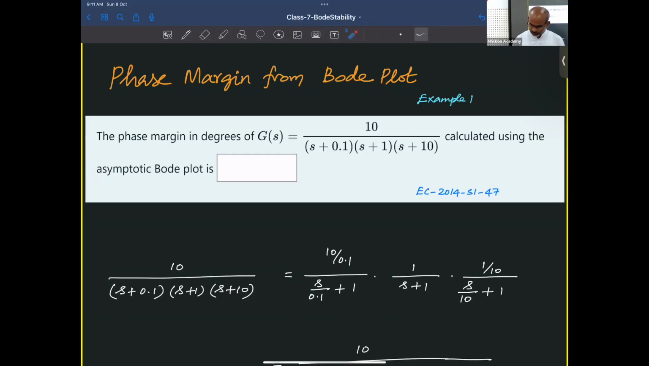This problem is about getting the phase margin from the Bode plot. This problem is taken from GATE ECE 2014. There were 4 sets of questions.